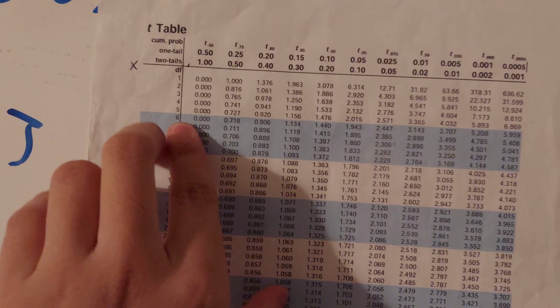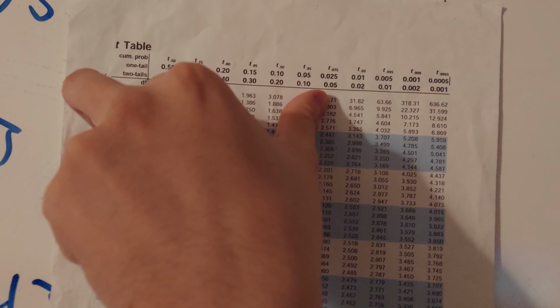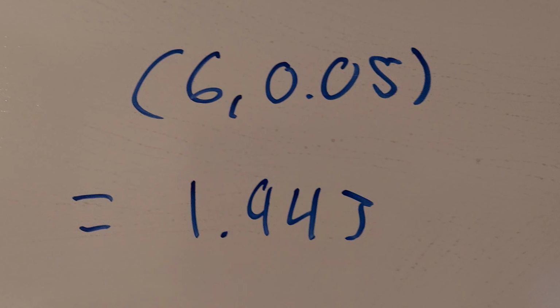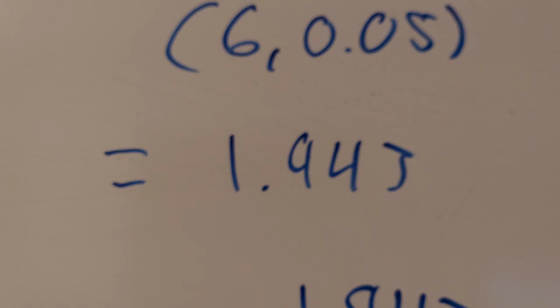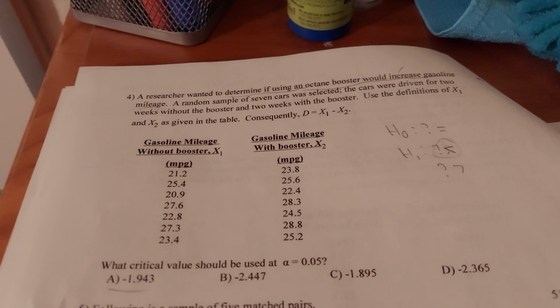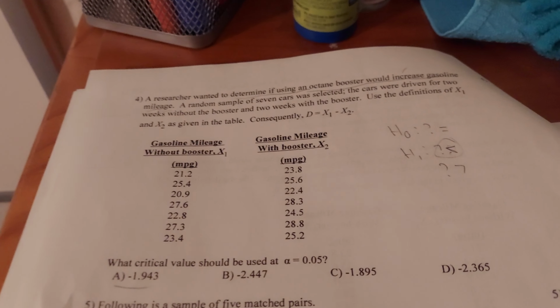So we would go 6, and 0.05 right there. And those two meet at 1.943, which is our number. And again, if we look over here, we have negative numbers. So we're just going to turn that answer into a negative 1.943. And that would leave us to having alpha as our answer.